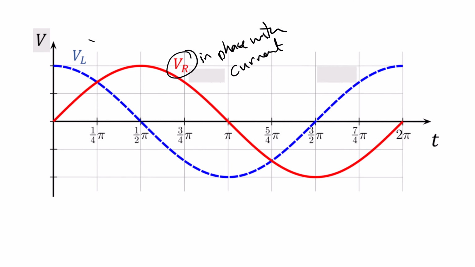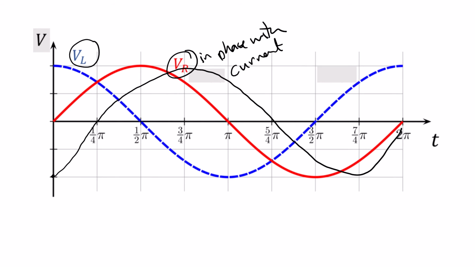And we can see the voltage across the inductor leads the voltage across the resistor by pi upon 2, by 90 degrees, and the voltage across the capacitor will lag by the same amount. And hopefully I've done okay. So that's going to be the voltage across the capacitor. That's why we need to add our phasors: voltage across the inductor, voltage across the capacitor, and voltage across the resistor.